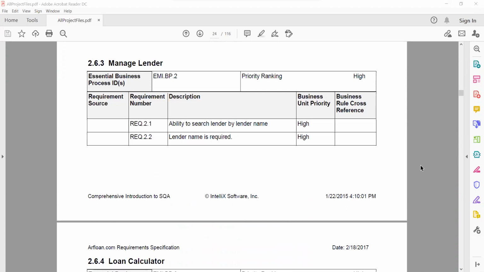Now I'm assuming, as you read through each one of these requirements, you mentally ran that 3C and a T test to make sure: can I test it? And is this complete, consistent, and correct?